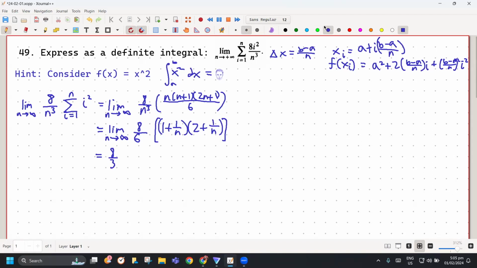Okay. Yung next item, yung 4.5.50, yung 1 over n plus i, may rearrangement kang kailangan gawin para ma-identify mo yung x sub i, yung delta x. At basahin mo yung hint. Kasi pag wala yung hint, masyadong mahirap yan.